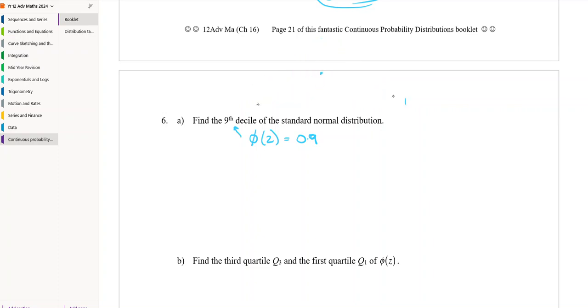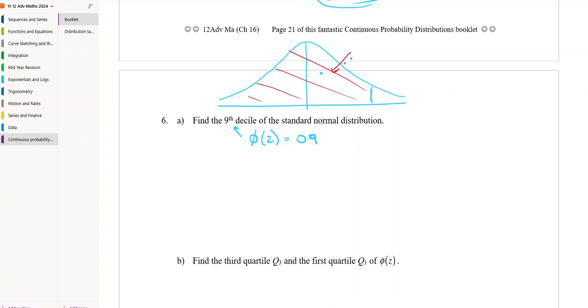Let me draw that neater. Let me get rid of that. I know that up to whatever this value is here that I'm trying to find, this space in here is equal to 0.9, and I'm trying to find out what this Z value is that goes with it. That's what I'm trying to find. Is that clearer?